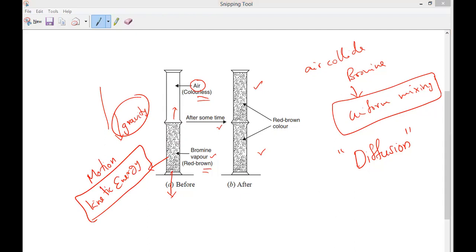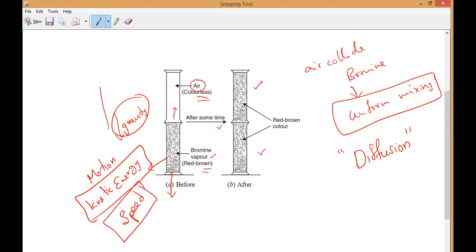Kinetic energy. If you notice, bromine is heavier than air, even then it goes up against gravity and mixes with air in the upper jar because its particles are moving with very high speed, as they have a sufficient amount of kinetic energy. Do you understand, guys? The bromine particles travel with what? Very high speed. Even though they are at the bottom, they move against gravity because of why? Because they have high kinetic energy. That is the reason bromine moves up and mixes.